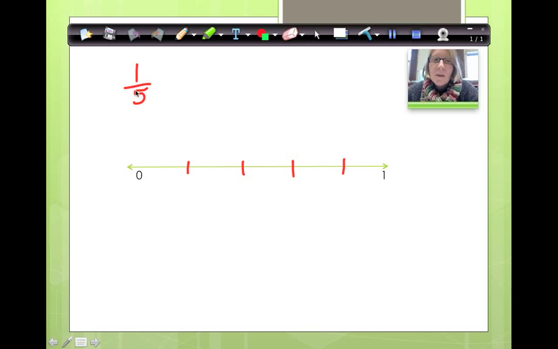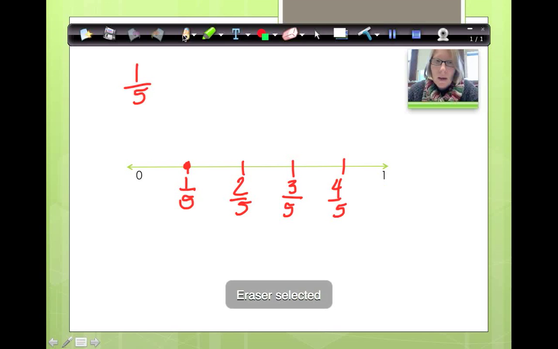Okay, now where is 1/5? 1/5 is right here. So I'm going to put a dot right here. But let's label the others. This is 2/5. This one would be 3/5. This one would be 4/5. And this one right here, whoops, is going to be 5/5.